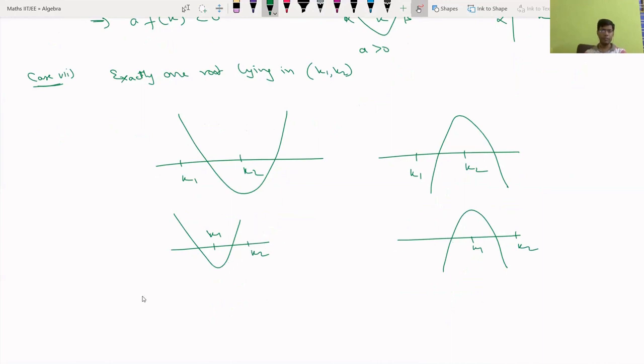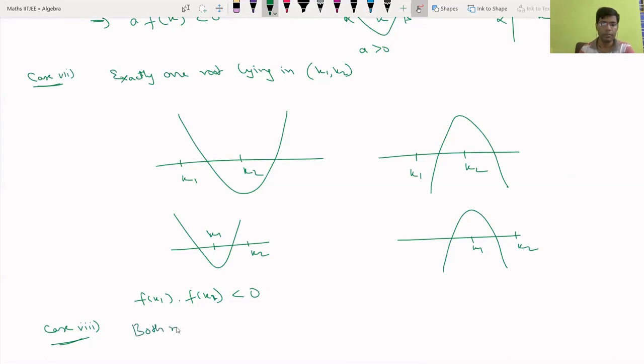So f of K1 and f of K2 are always of opposite sign. So if I take the product, that will always be less than 0. So this one condition is sufficient for me to check. And because exactly one root is lying between K1 and K2, that itself means that it will have more than one root. So discriminant need not be checked specifically.